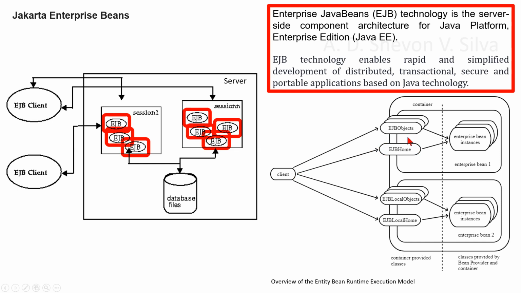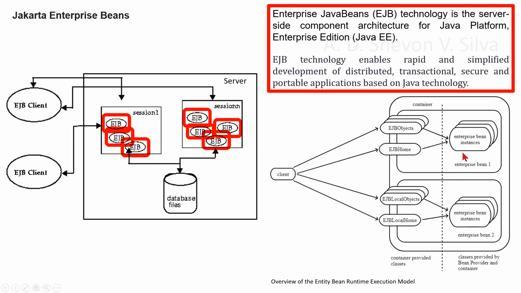Here EJB objects and EJB home interact with the container and enterprise bean 1, and EJB objects and EJB home are connected to enterprise bean instances here. Here the client is connected to EJB local home and EJB local objects, and EJB local home and EJB local objects interact with the container and enterprise bean 2 here. EJB local objects and EJB local home are connected to enterprise bean instances here.